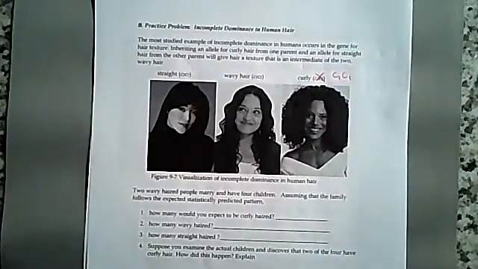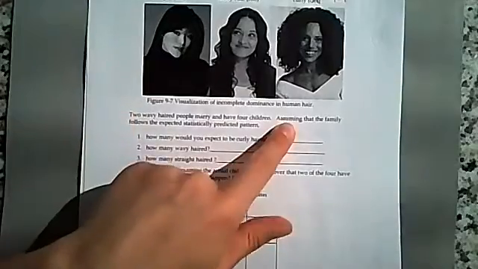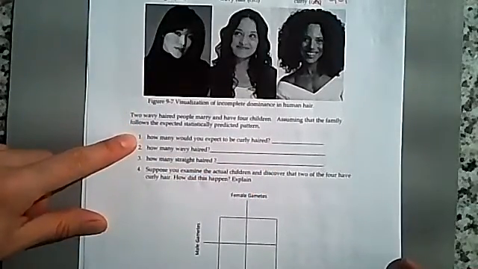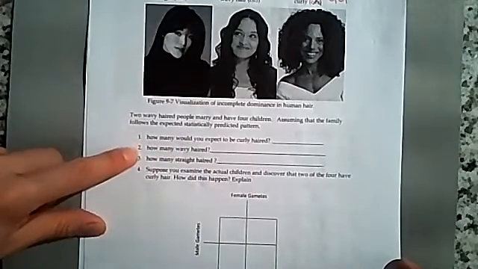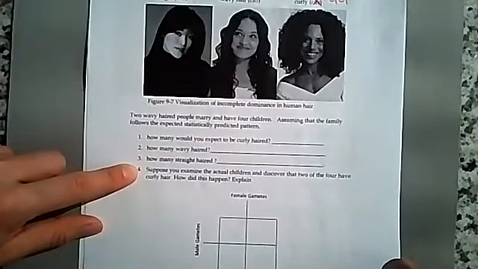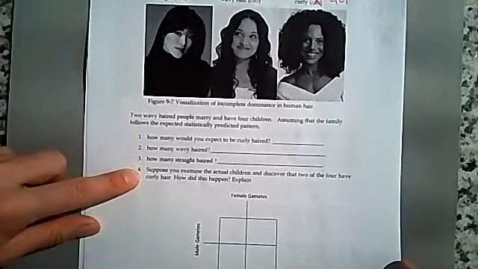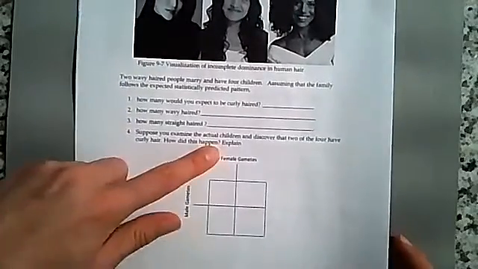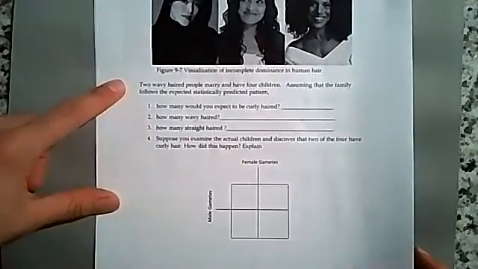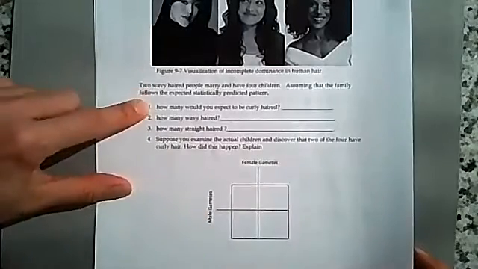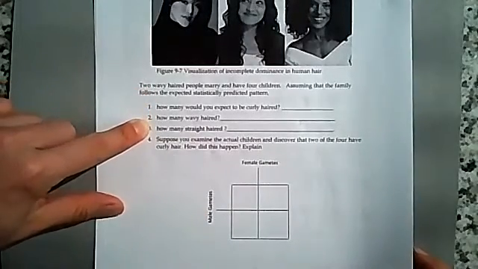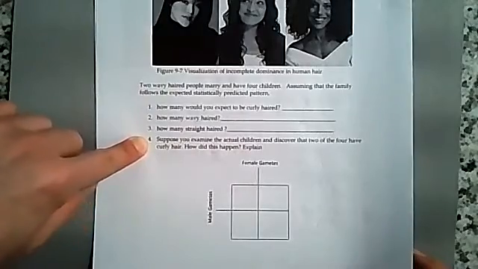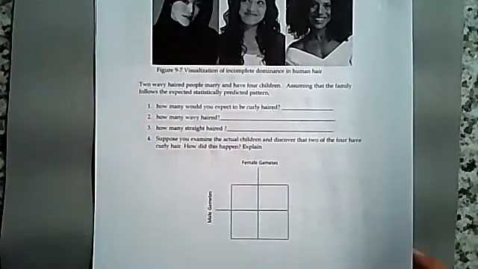So 2 wavy-haired people marry and have 4 children. Assuming that the family shows the expected statistically predicted pattern, how many would you expect to be curly-haired, how many wavy-haired, and how many straight-haired? Suppose you examine the actual children and discover that 2 of the 4 have curly hair. How did this happen? Explain. Okay, so you're going to do the cross here. I will set it up for you, and then you'll do it on your own. You'll answer questions 1, 2, and 3 on the pause, and then I will explain 4, and then you'll answer after I explain 4.